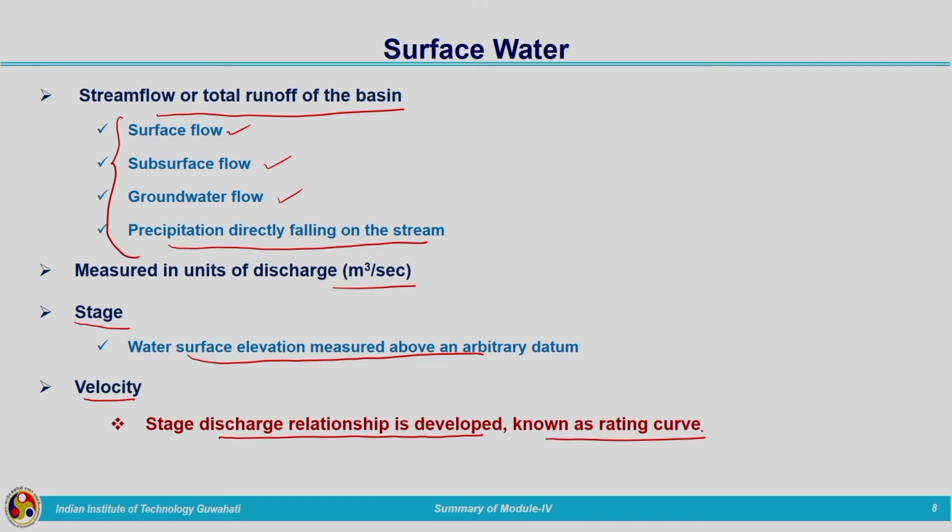For a particular stream, this rating curve can be developed and kept, and whenever we have the stage value, by making use of this rating curve, we can get an idea of the stream flow. There is no need to always go for measuring velocity. If the water level is known to us, based on that, by making use of the rating curve, we can get the corresponding stream flow. So, for important gauging stations, rating curves will already be developed. By making use of that rating curve, we can get an idea about how much stream flow there is corresponding to a particular water level.